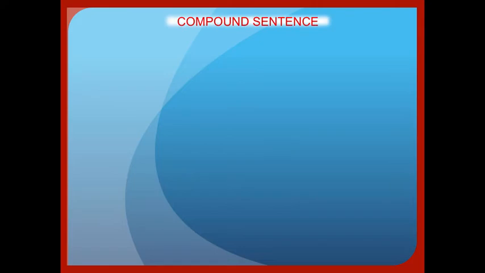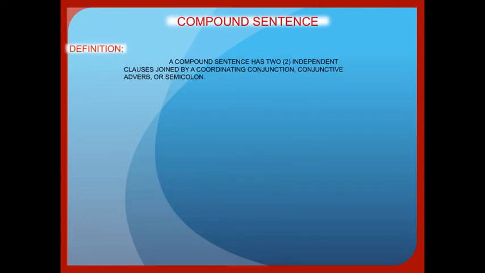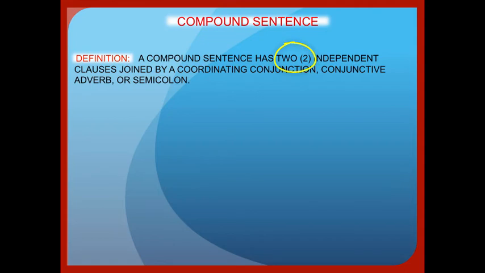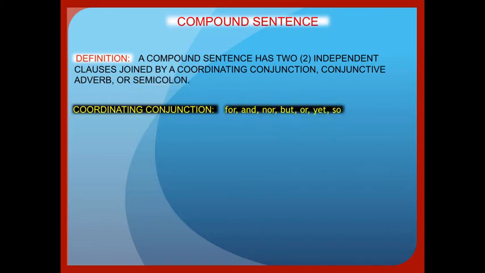The next type of sentence is compound sentence. A compound sentence has two independent clauses joined by a coordinating conjunction, conjunctive adverb, or semicolon. Coordinating conjunctions are for, and, nor, but, or, yet, and so. They are also called fanboys.